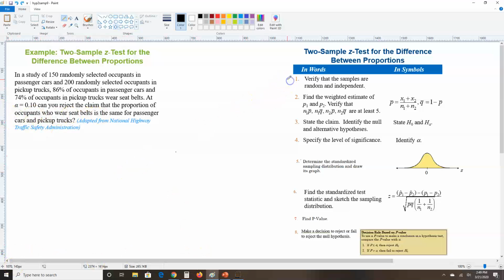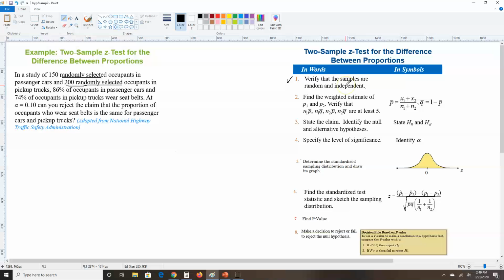So step number one, I'm going to verify that the samples are random. And when I started reading, yes, it says that the 150 randomly selected occupants from the passenger cars and 200 randomly selected occupants from the pickup trucks. So we already met that first condition.